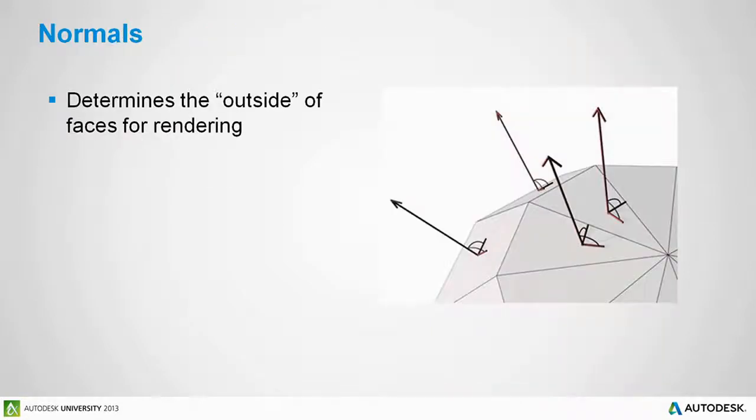Another thing is checking out the normals. Now, a normal is an imaginary arrow that points out of a face that tells the software which way is out. So it only renders the out, and it doesn't try to render the inside.